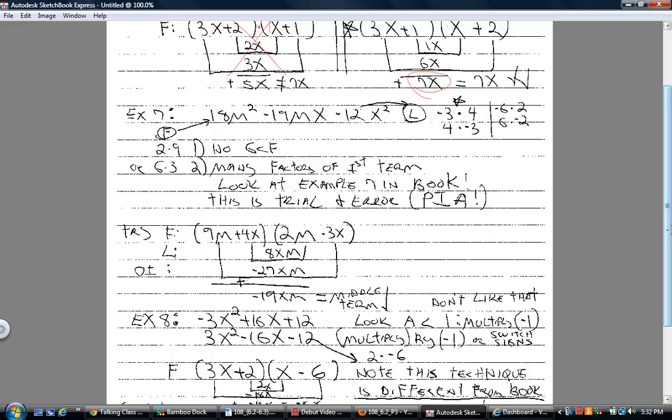Example 7, we look at these and boom, look at that A coefficient, it's an 18. You got factors of 2 and 9, 6 and 3, even 1 and 18. You hardly ever use those. Okay, now rule number 1 says look for a GCF. I look at 18, 19. 19 is a prime number, so you can't pull anything out. Okay, and I look at the third term. It's a negative 12. Don't forget, you'll put the x and the x to give you x squared.